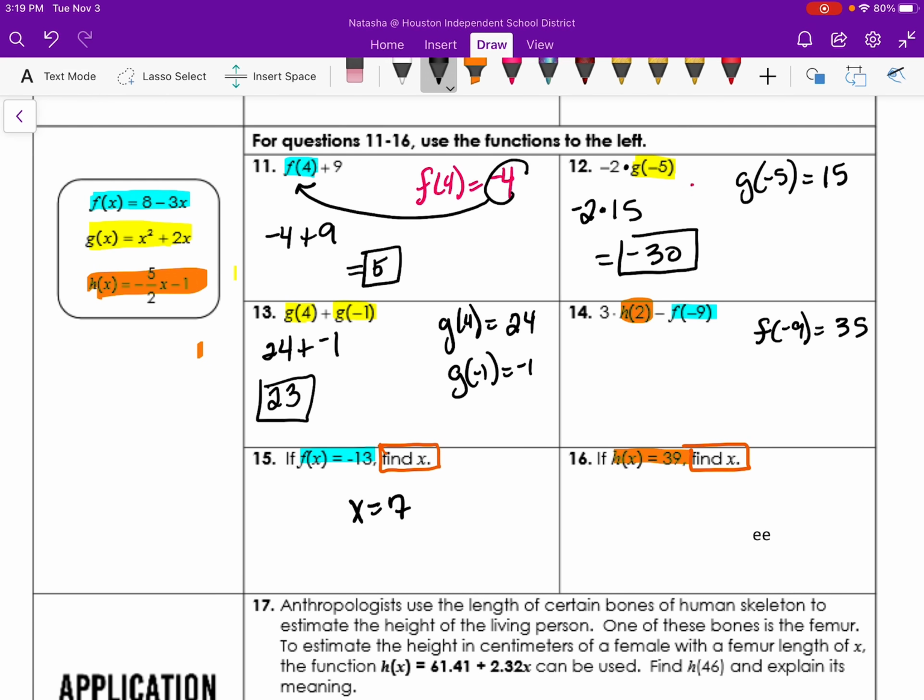And that's pretty much it. You can solve the remaining ones just like you did those, and I will see you.